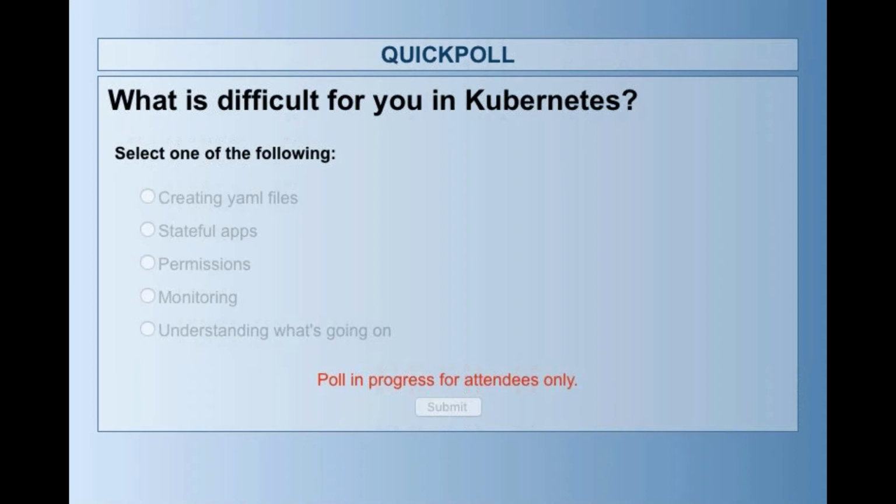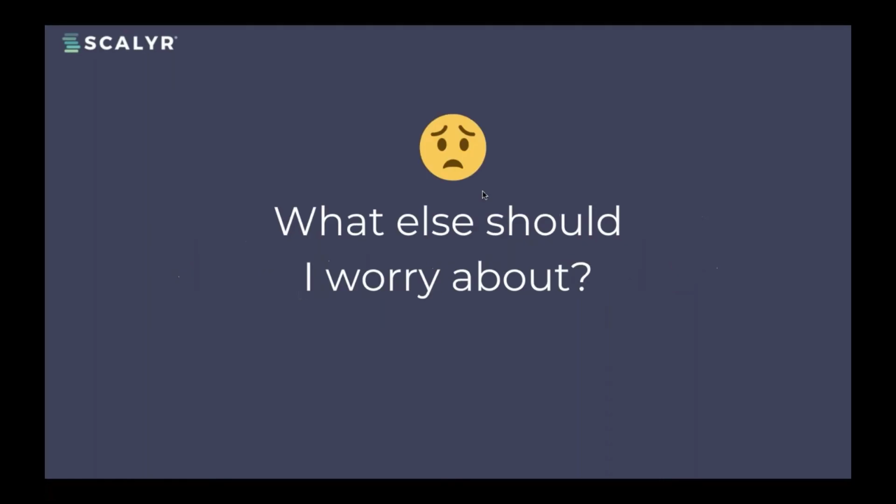Flip share back. Okay. All right, sorry about that.